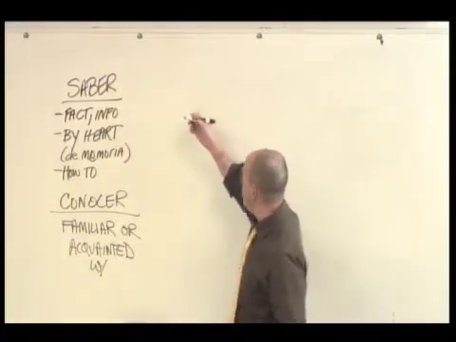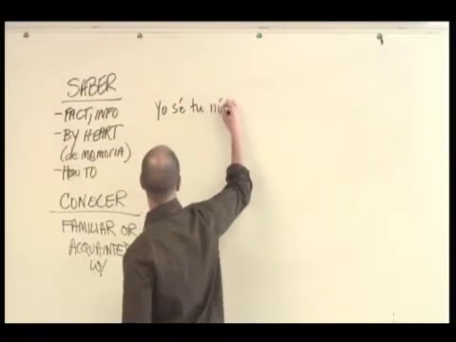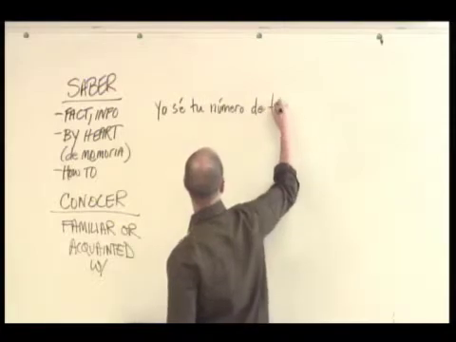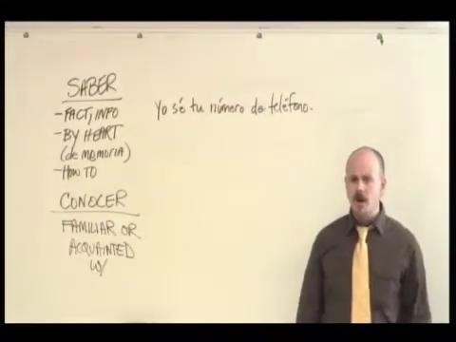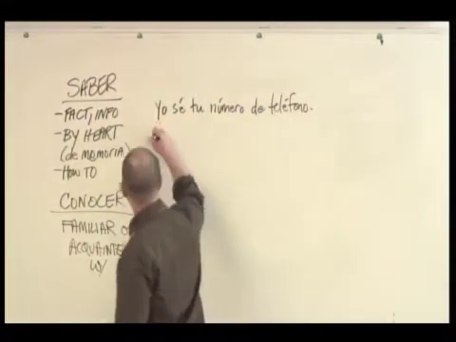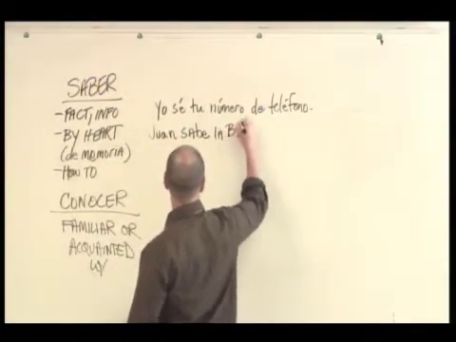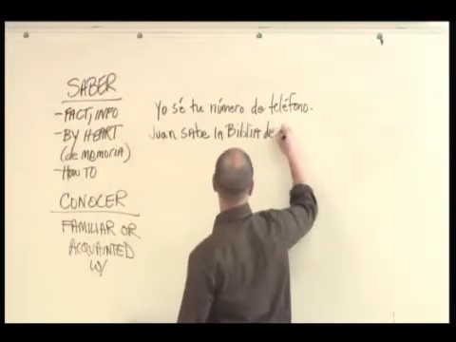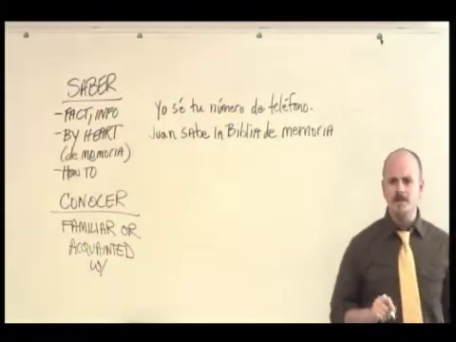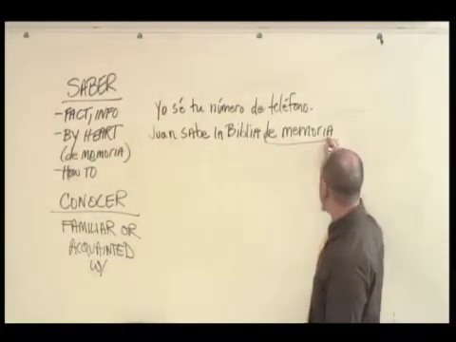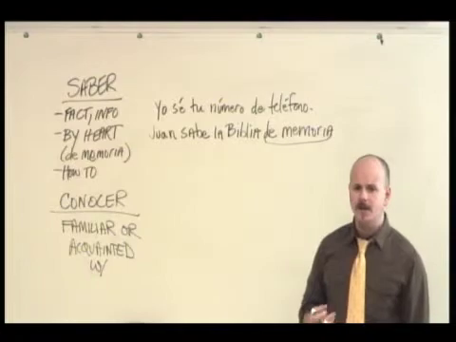First, knowing some facts or information. I can say, for instance, yo sé tu número de teléfono. Okay, I know your phone number. Knowing something by heart, we can say, Juan sabe la Biblia de memoria. Juan knows the Bible by heart. I can move this de memoria around a little bit. I could say Juan sabe de memoria la Biblia or Juan sabe la Biblia de memoria.